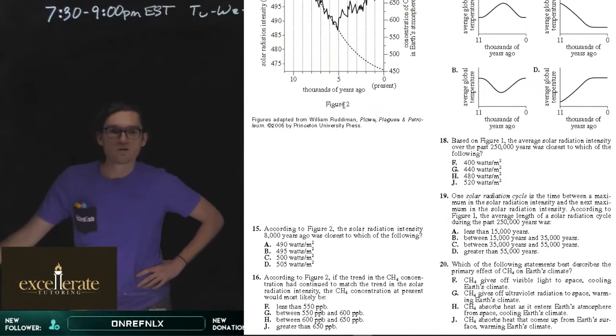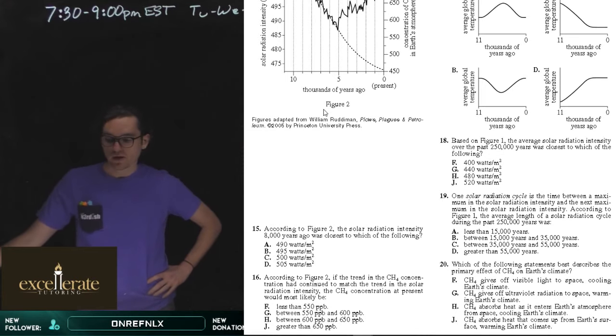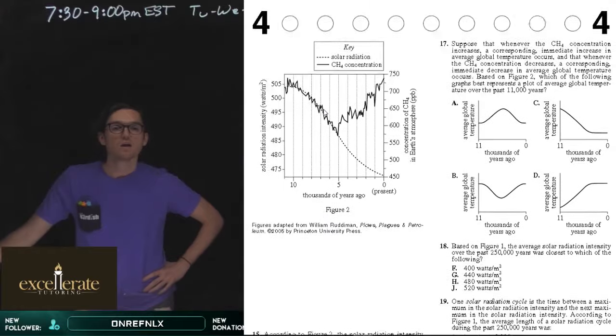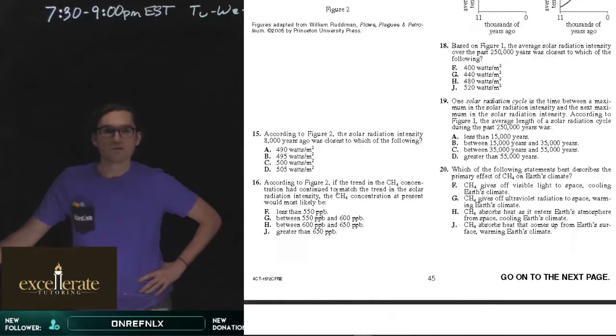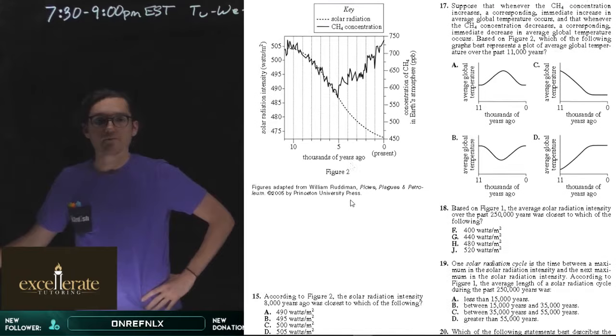Number 16, which is another according to figure 2. According to figure 2, if the trend in CH4 concentration had continued to match the trend in the solar radiation intensity, the CH4 concentration at present would most likely be what? They decoupled around 5,000 years ago. It used to be that they would match each other, and then the CH4 concentration started increasing, and the solar radiation just kept going down. So it's asking, if they had continued to match each other, where would CH4 be today?